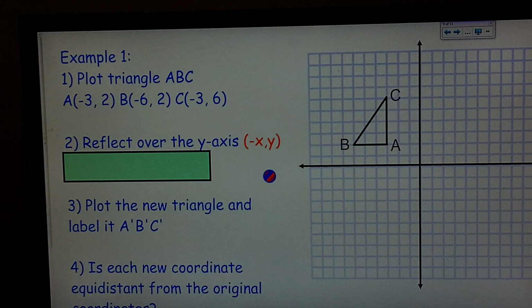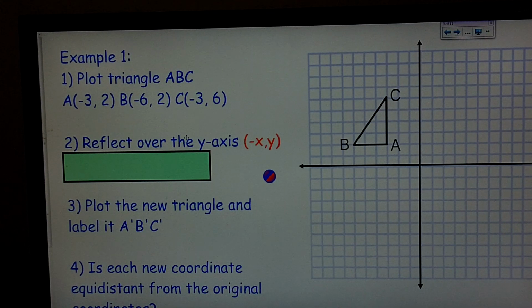At this point, we're not doing translations, we're actually doing a reflection. And the reflection we're going to do is over the y-axis. Oftentimes, students get confused and think if something's over the y, that a figure is actually moving up and down. But if we look at the y-axis as our mirror line, it's much like the example we had earlier.